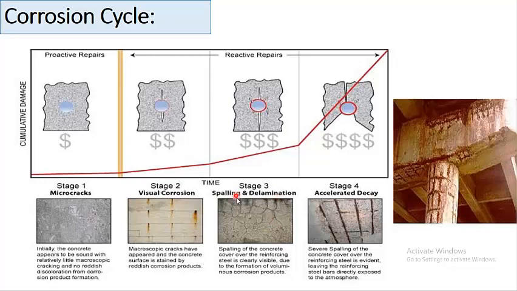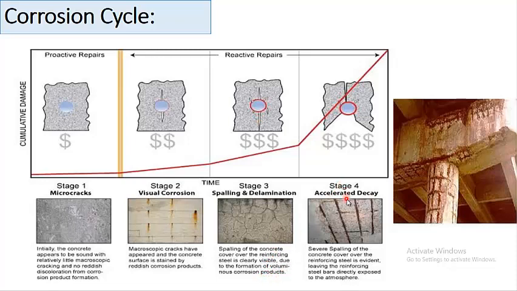At stage 3, spalling and delamination. Spalling of the concrete cover over the reinforcing steel is clearly visible. As you can see over here in this picture, the concrete has started to spall away or deteriorate due to the formation of voluminous corrosion products.